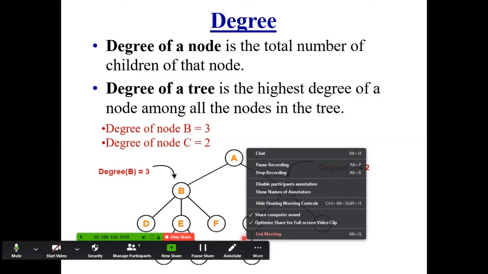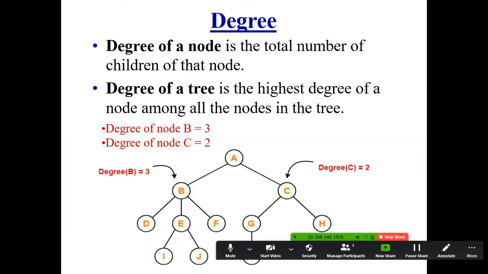So we'll take the example. I have taken the same example that we discussed in the previous class. The node A has how many children? It has 2 children. So what is the degree of node A? 2. What is the degree of node B? It has how many children? 3 children. So degree is 3. What is the degree of node E? It has 2 children. It is 2.